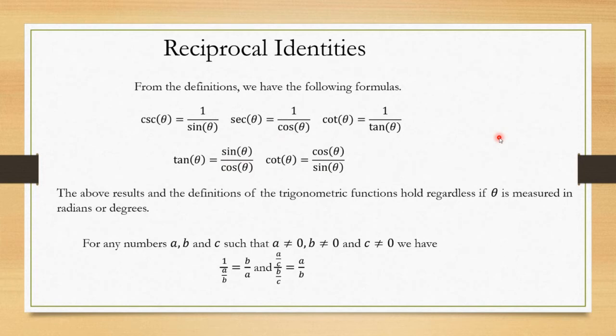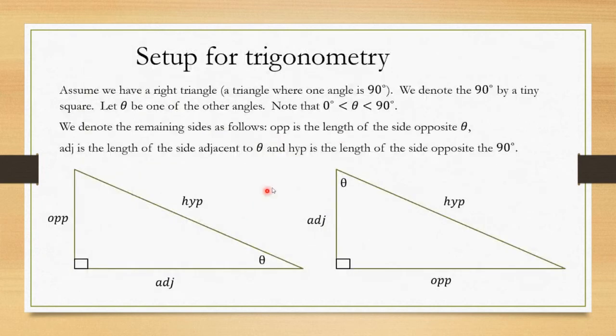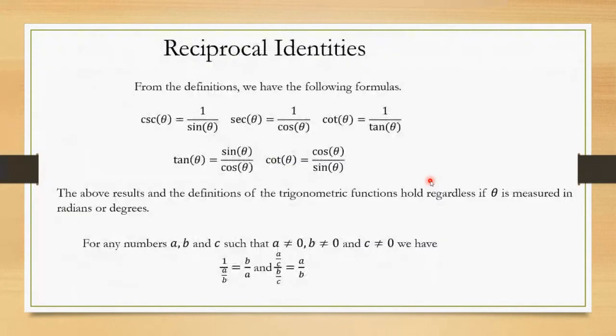Also, so far, I've been saying that theta is in degrees. If theta is measured in radians, the definitions are exactly the same. I think the only real difference would be that 90 degrees would be pi over 2, and 0 degrees would just be 0 if we were working in radians. The definitions, though, would be exactly the same.